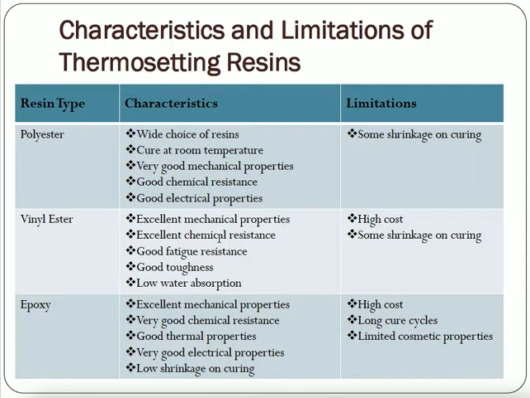These are the characteristics and limitations of the thermosetting resins. If we are using the resin type of polyester, the characteristics are: it is a wide choice of resins, it can be cured at room temperature, it has very good mechanical properties, good chemical resistance and also good electrical properties. However, it will undergo some shrinkage during curing, right? So this is for the first resin type, which is polyester.